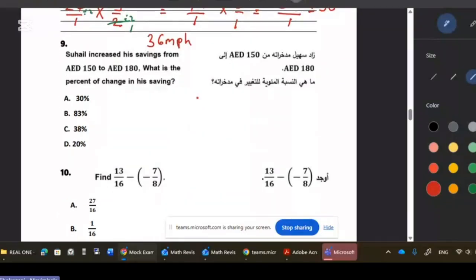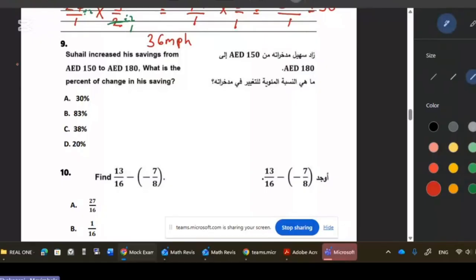Remember, there will also be a multiple choice in your exam. So now I'm going to be dealing with a few questions on multiple choice. Okay. Here it talks about the percent of change. All right?